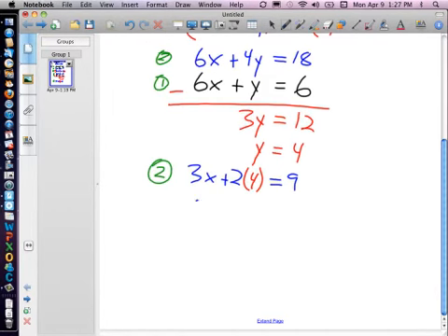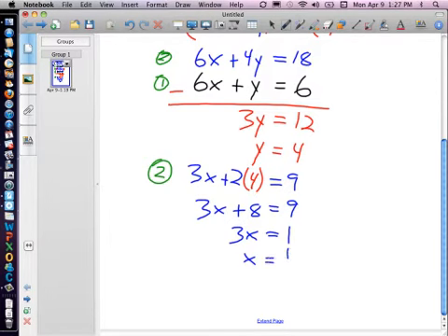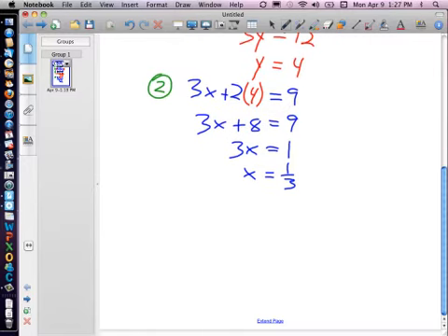Solving for x, I get 3x plus 8 equals 9, subtracting 8 from both sides, and then dividing both sides by 3, leaves us with x equals 1/3. So we think that the answer is going to be, and I'll put it up here so when I scroll back up we can see it. We think the answer is going to be 1/3 comma 4. Remember x and y in alphabetical order.